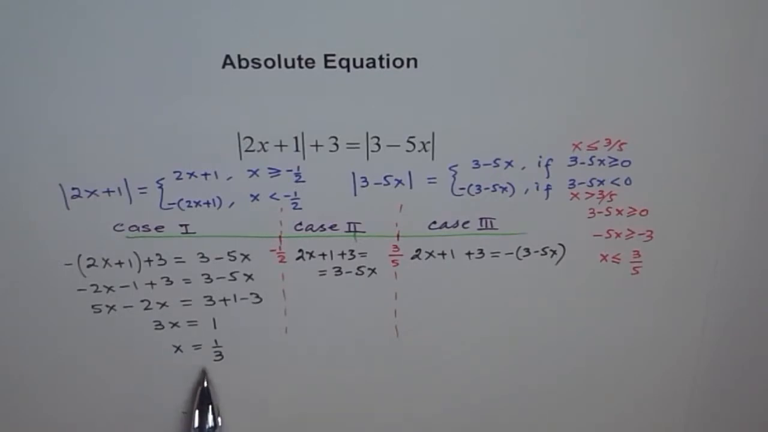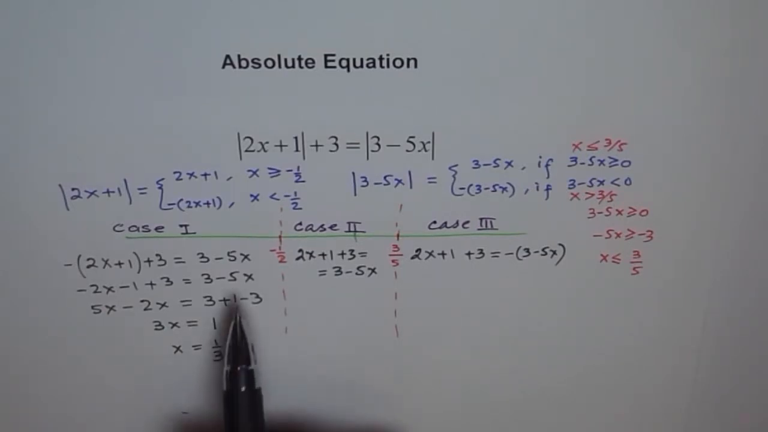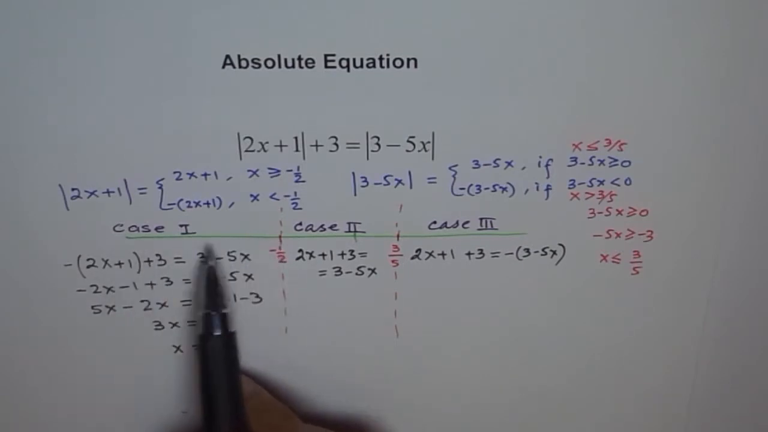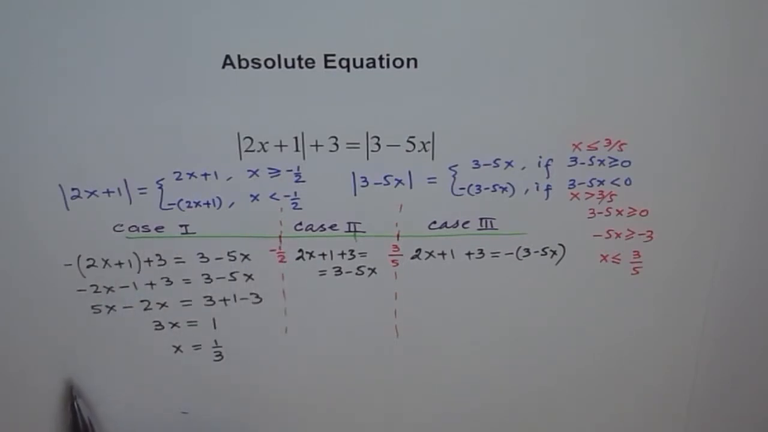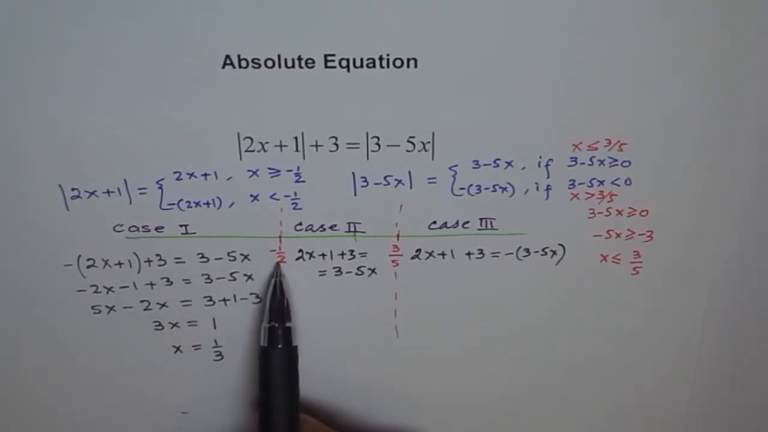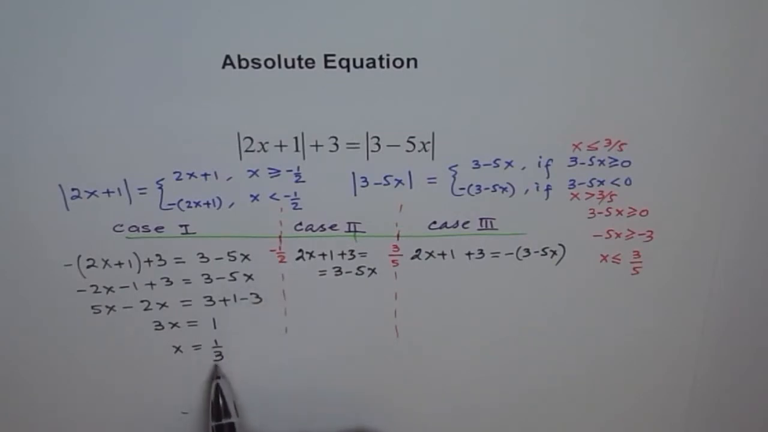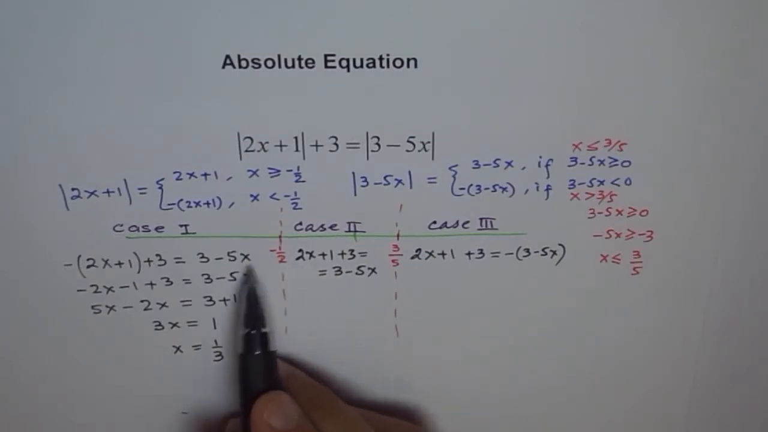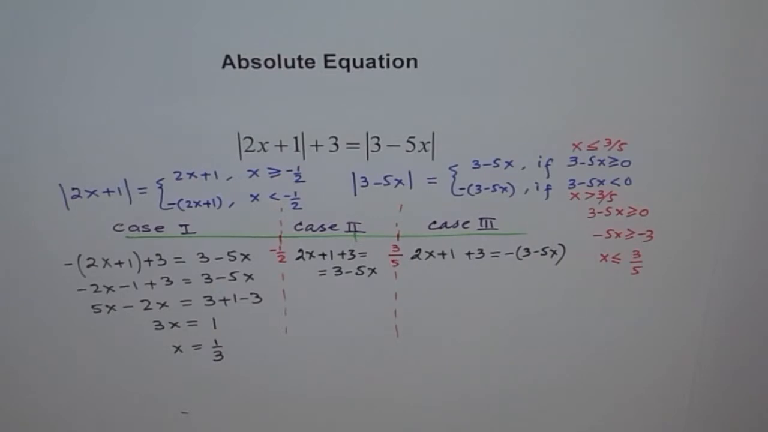Once we get our solution, then we have to check whether this solution x equals 1 over 3 is within the domain we are working in. Do you see that? Now, what is our domain? Our domain is that x should have been less than minus half, but 1 over 3 is not less than minus half. Therefore, we say that this is not a valid solution, right? Not valid. So we'll not consider this one, okay? Let's check the other one.